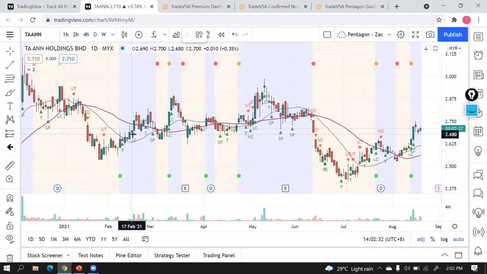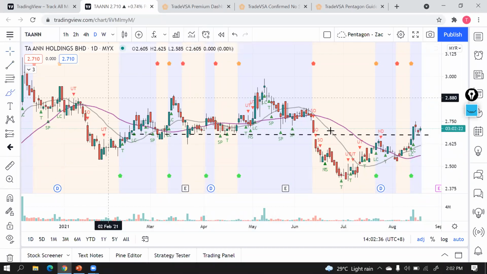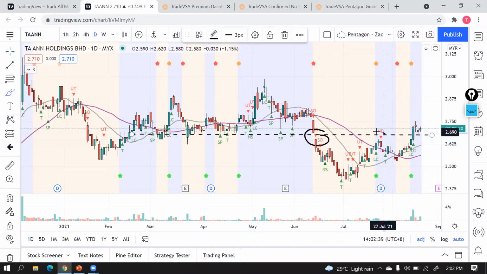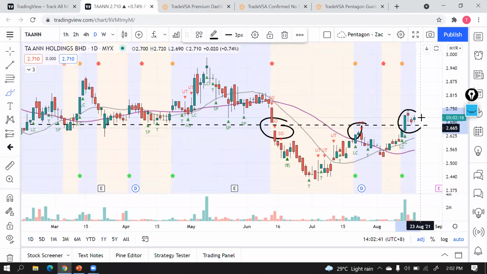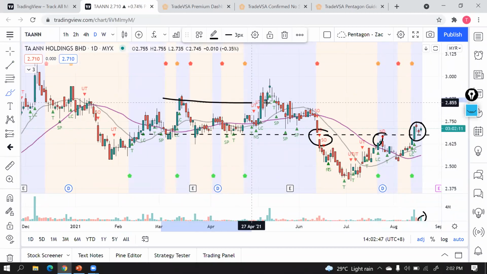Okay, remember the gaps serve as support resistance. So realize this Taan actually cross gap already. Cross gap, and today volume start to increase. Okay, I think got chance to retest on the previous resistance.